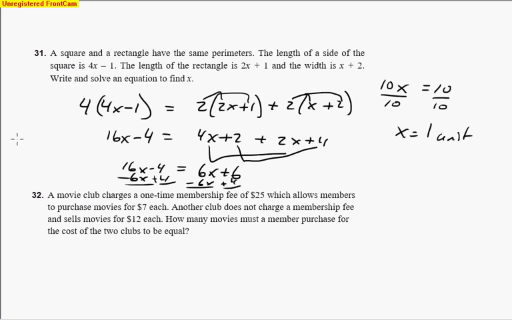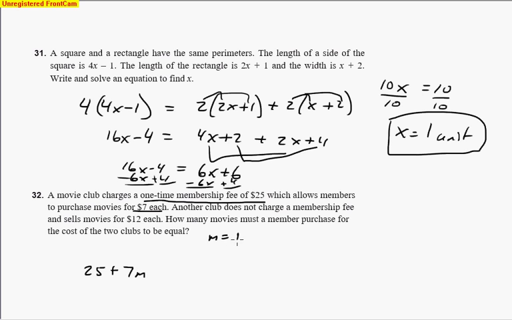Let's take a look at our last type of problem here, another word problem. It says the movie club charges a one-time membership fee of $25. So that's going to be our $25. It's like our constant. Then we're going to be purchasing movies for $7 each. So we've got $7 times the number of movies that we end up buying. Don't know how many movies we're going to buy, so maybe we should set that equal to our variable. So M equals the number of movies. And we'll know that's right if that's what our question is.